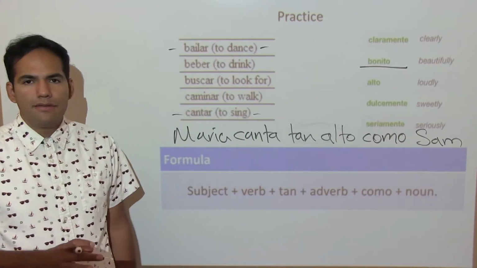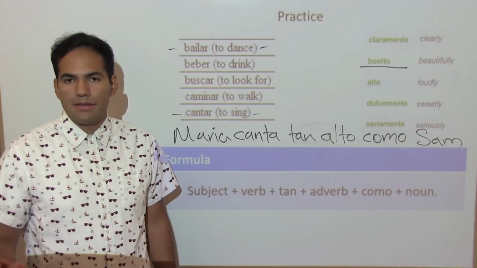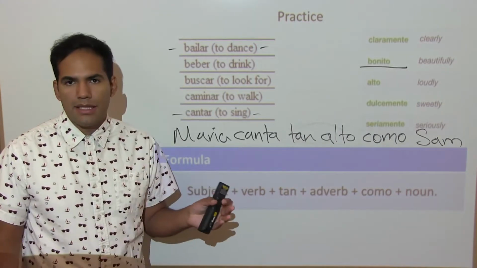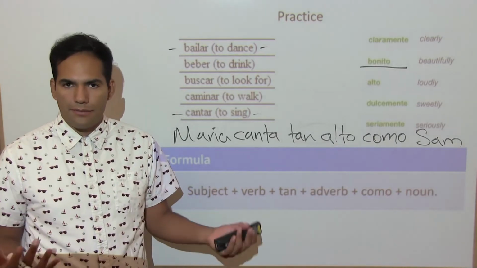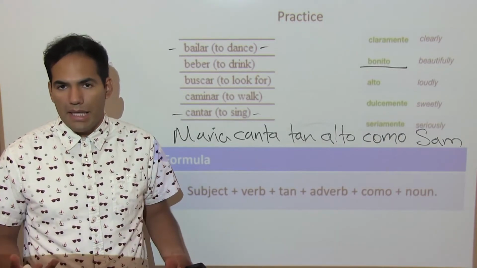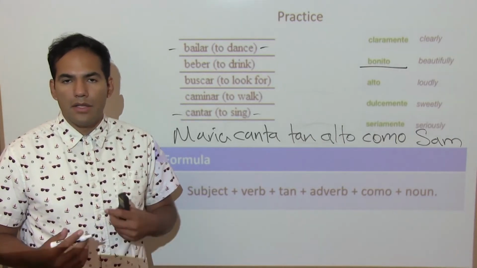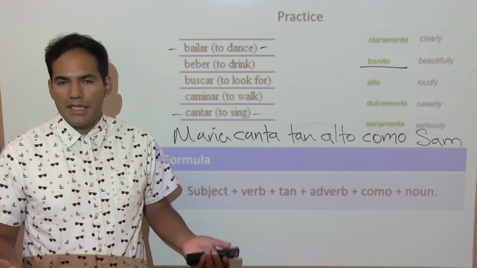So that's a basic formula to come up with comparisons of equality when an action is being done at the same level, or at the same frequency, or the same manner. So I hope that this video was useful for you in knowing how to do this, and thank you for watching.